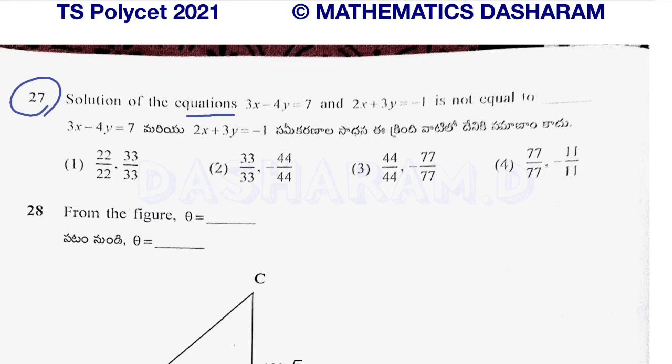The solution of the equations 3x minus 4y equals 7 and 2x plus 3y equals minus 1 is not equal to. So he is asking which is not a solution. Go with the options. So here 22 by 22 means 1, 33 by 33 means 1, 33 by 33 is 1, here minus 1, here 1, here also minus 1, 77 by 77, 11 by 11 also minus 1.